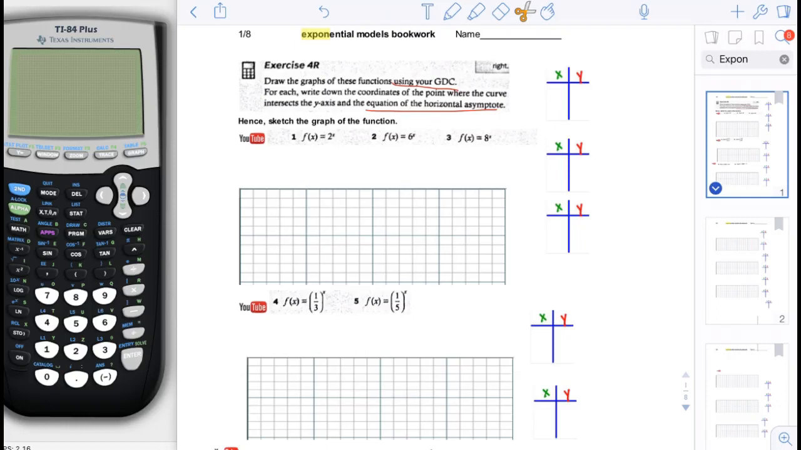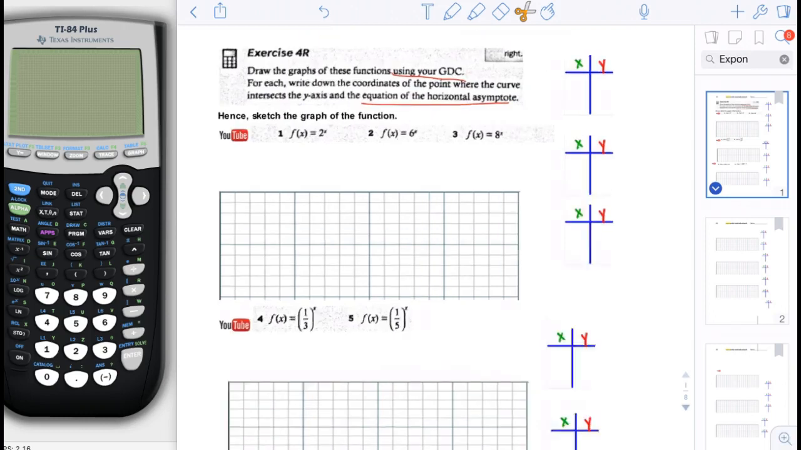Exponential Models Bookwork, page 1. So we're going to start with a new unit now, and the first thing we're going to do is get familiar with the exponential function, which you might have heard from exponential growth, which means a growth that gets bigger and bigger until it just becomes overwhelmingly large. Okay, so we're going to take a look at some of these functions.